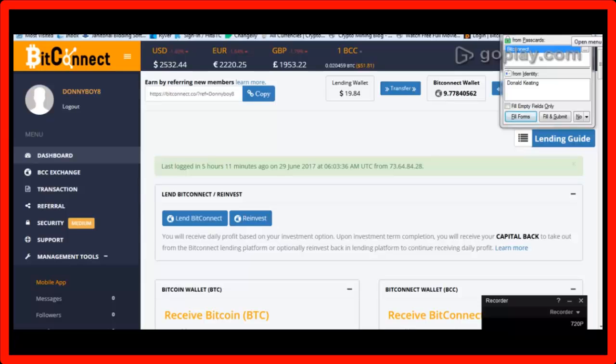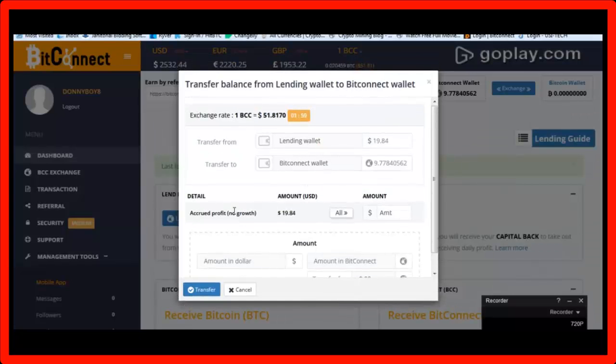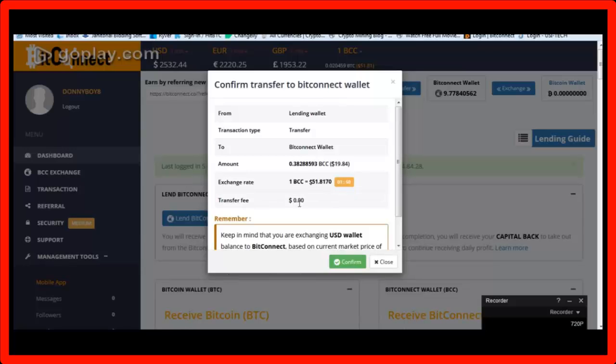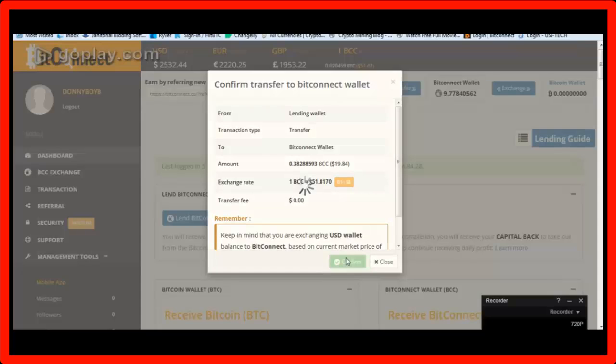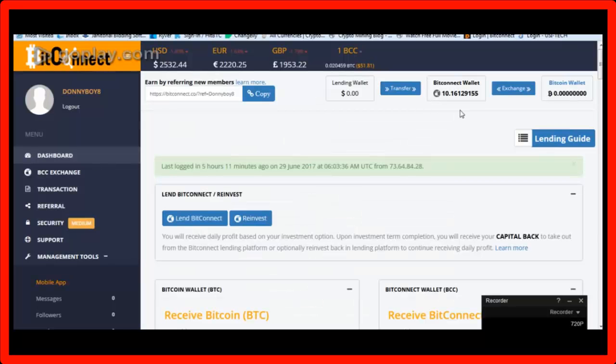Just logging into BitConnect here for the first time today. Looks like there's a $19.84 payment. So this is what I usually go in during the day. I'll hit all, and you can see right now I have 9.778 BitConnect tokens. If I transfer that, it's free to transfer in between. So now I have 10.16.